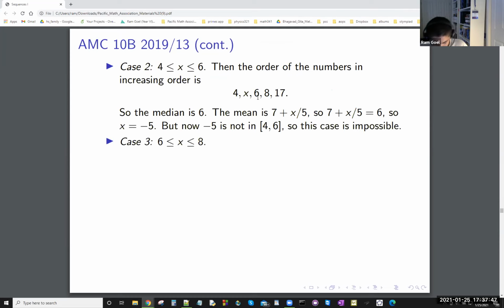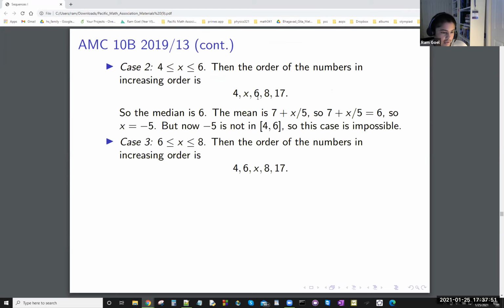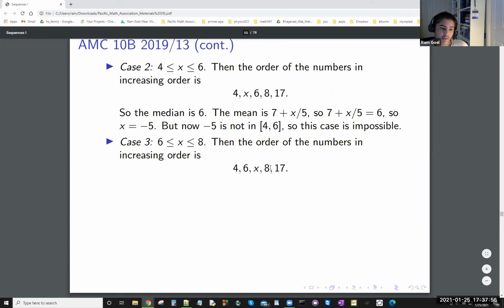So case 3. Case 3 is that x is between 6 and 8. In that case, the order of the numbers would be 4, 6, x, 8, 17.